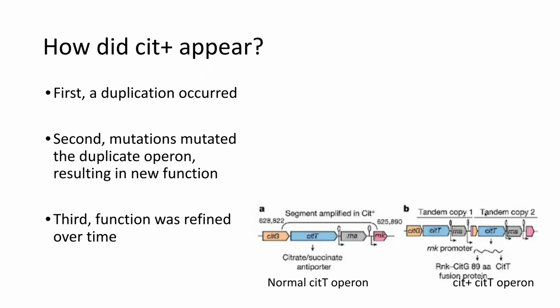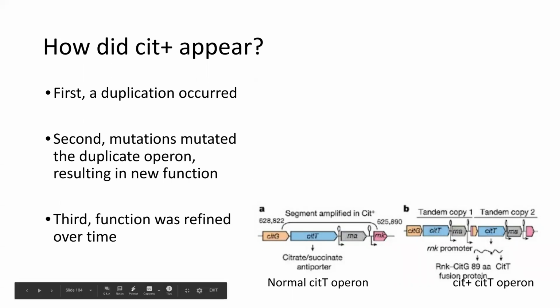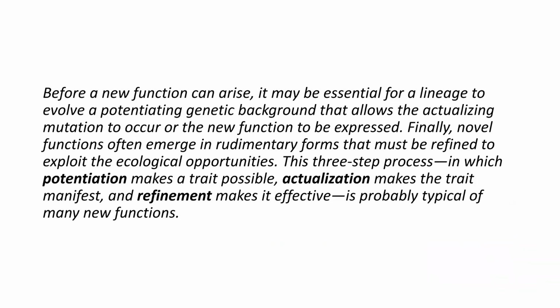And then finally, over time, that function was refined. So originally it was kind of sloppy. I mean, it wasn't really good at using citrate, but as evolutionary time happened, as natural selection took over, as more mutations occurred, the process got much more refined. And so citrate utilization started off relatively primitive, but over evolutionary time, it became more advanced, it became more efficient.